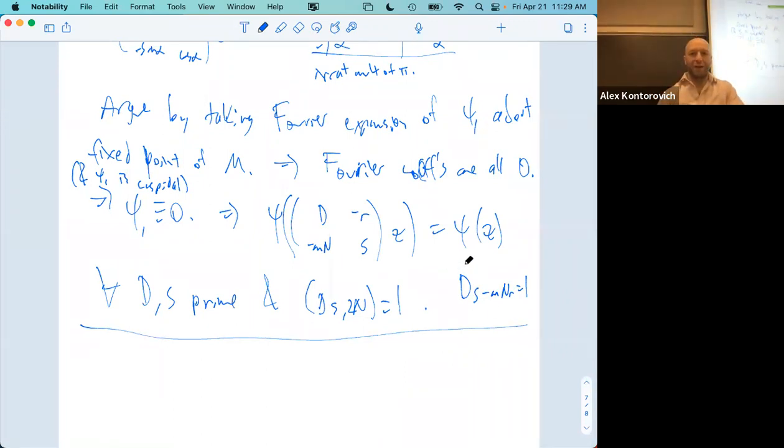So you fix D and you fix S, and then you have the freedom to choose any R. Well, R has to be a divisor of DS minus 1, and so D has to be S inverse mod N.